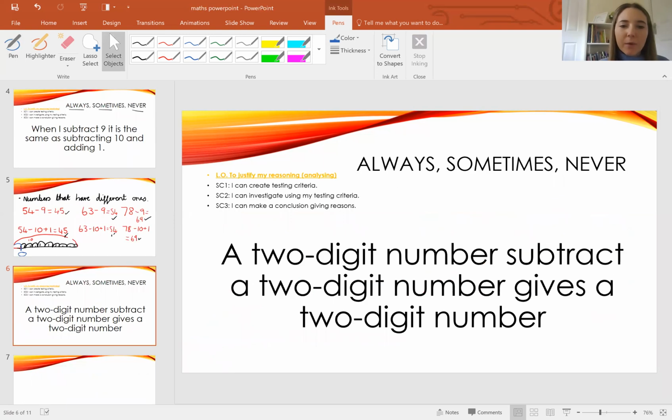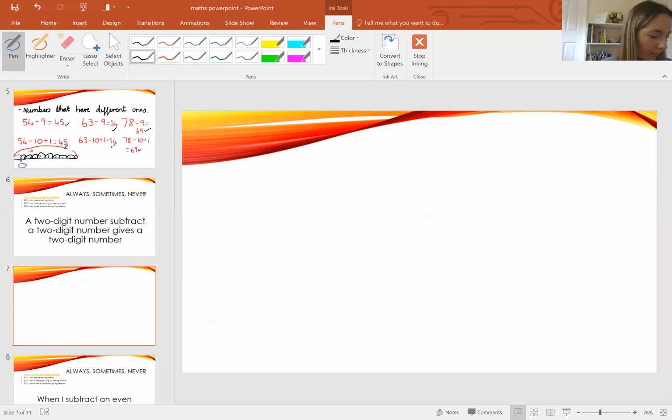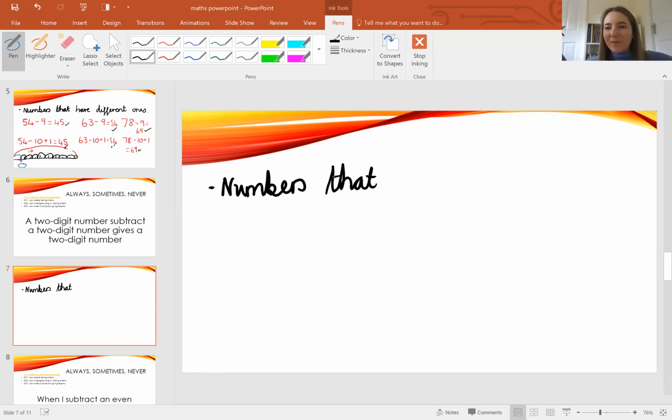Okay, let's go on to the next one. A 2-digit number, subtract a 2-digit number, gives a 2-digit number. Does this happen always, sometimes, or never? So let's have a think about our testing criteria. I would like to test numbers that have a big difference. So numbers that are far away from each other on a number line, numbers that have a lot of numbers between them.